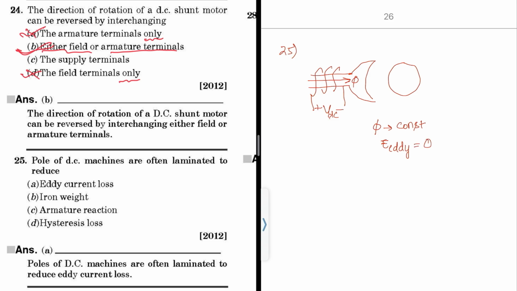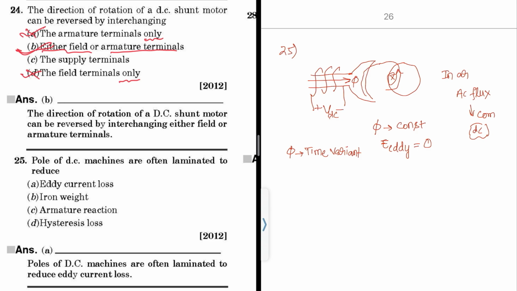Because in order to produce the eddy EMF, we need the flux to be time variant. So flux should be time variant. Then only eddy EMF will be induced. But here, due to the field flux, no eddy EMF will be induced, so there is no eddy current. But in the armature, we know that AC flux is produced, right? After the commutator, we get DC output, but in general, in the armature, AC flux will develop.